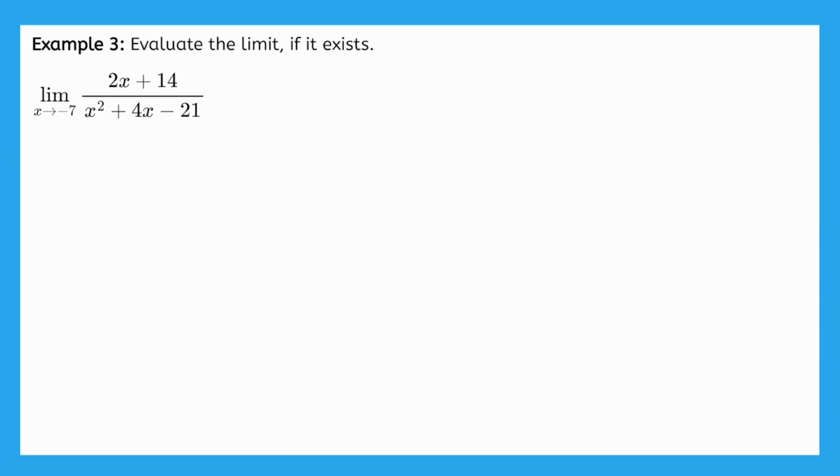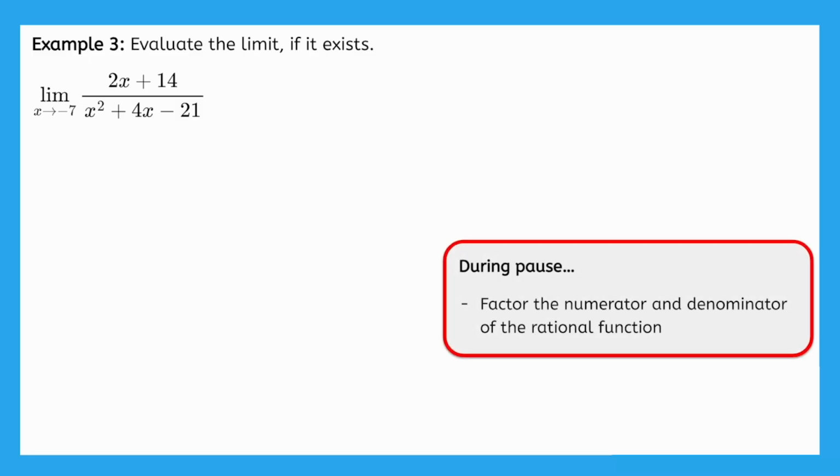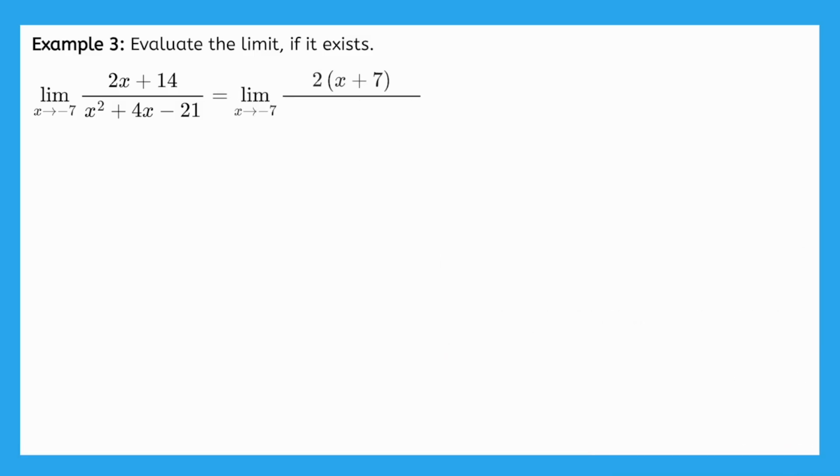The last time this happened, we were able to find such a function by factoring and simplifying the rational expression. Pause the video and factor both the numerator and denominator of the function. We can pull out a GCF of 2 from the numerator and factor the denominator as x plus 7 times x minus 3. We got a common factor. We can cancel out x plus 7, which gives us the related function 2 over x minus 3 that's equivalent everywhere except at x equals negative 7, which was the problematic value that was giving us 0 over 0.